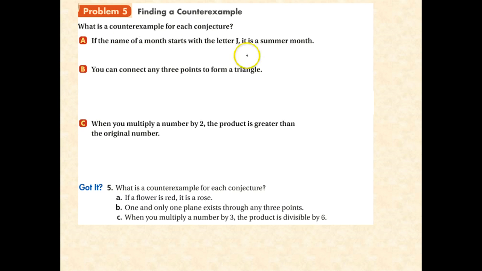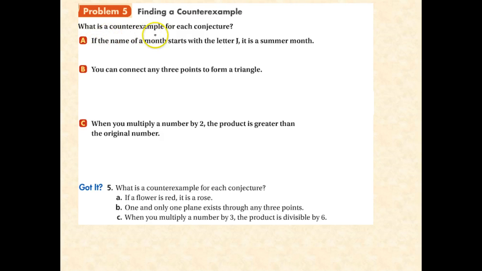So, in order to prove that a conjecture is true, you have to prove that it's true for all cases, for every single possibility. But to show that one is false, you only have to find one counterexample. So a counterexample is a specific case where it proves the conjecture false.